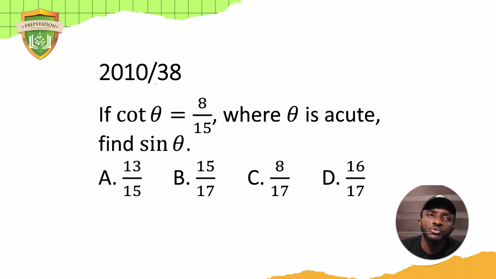All right, so we're drawing closer to the end. Now let's look at number 38. It says if cot theta, it's actually cotangent theta, is 8 over 15, where theta is acute, find sine theta. Now the first thing to think about is, what is cot theta? Before we start solving, cot theta is simply 1 over tan theta.